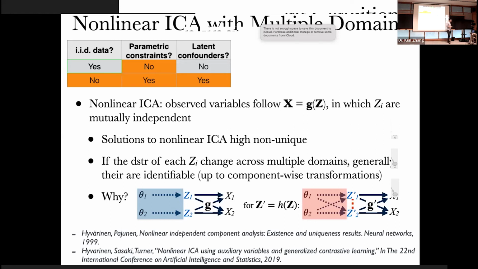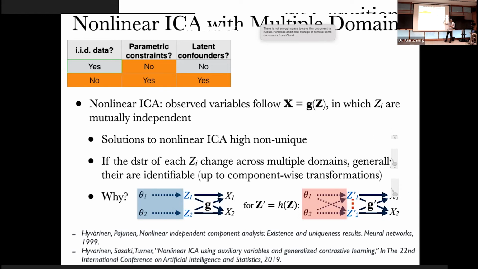Generally speaking, the solutions to nonlinear ICA are highly non-unique because after non-trivial nonlinear transformations, independent variables can still be independent, right? So that's why solutions are highly non-unique. Recently, it has been reported that if you assume that only the distribution of the independent variables changes across domains in some way, then the whole transformation G can be recovered. So you can recover the independent variables without difficulty.